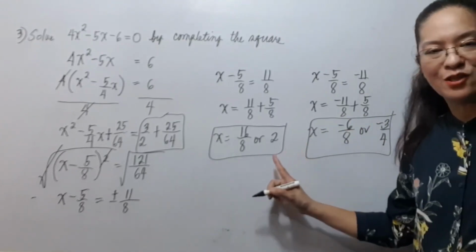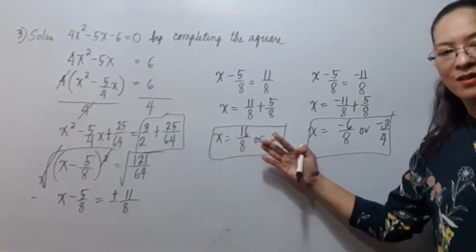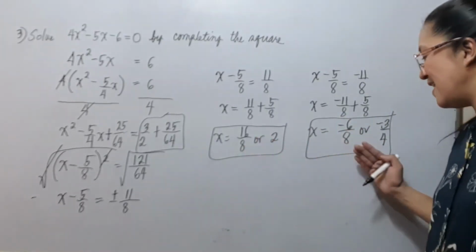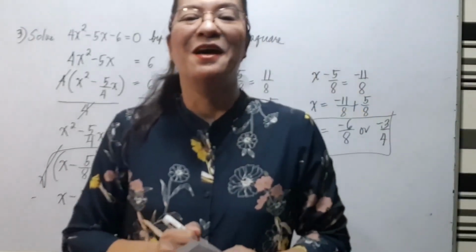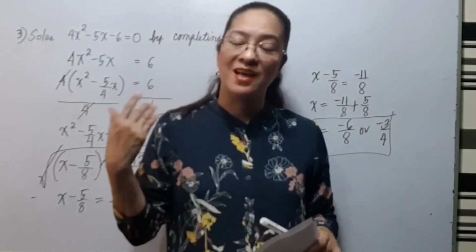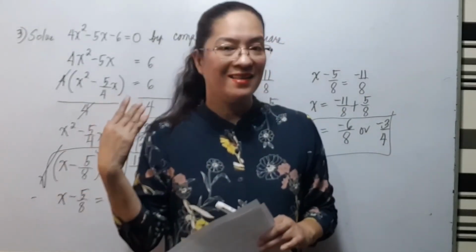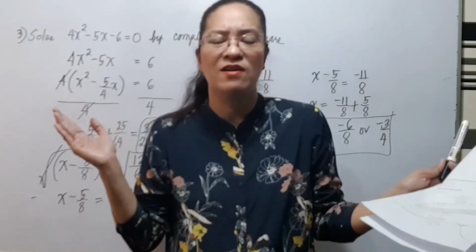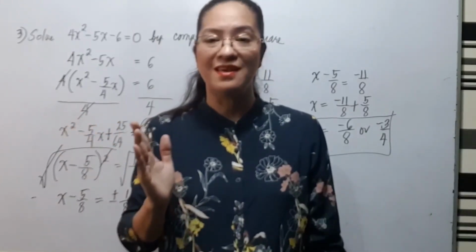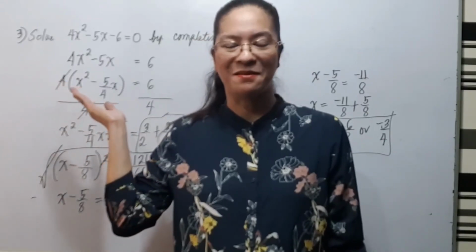So, ayan yung solutions natin. X equals 2 and x equals negative 3/4. Okay, so that's all for now, guys. No? Ang dali-dali na mag-solve ng quadratic equation kahit na hindi siya factorable using completing the square.